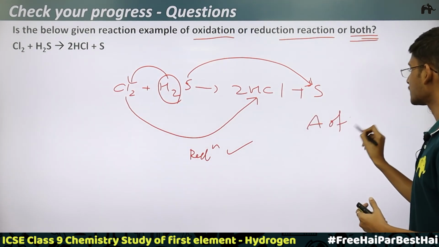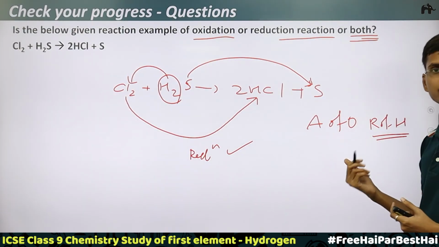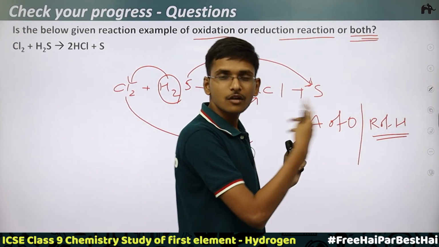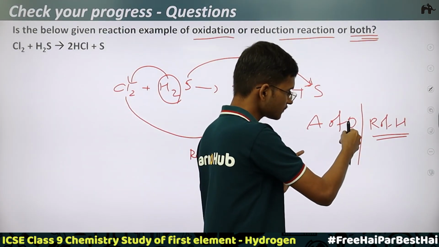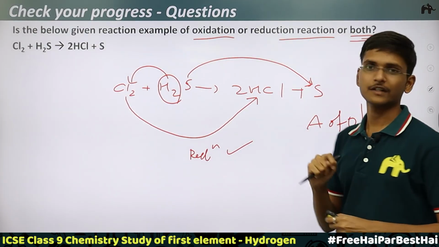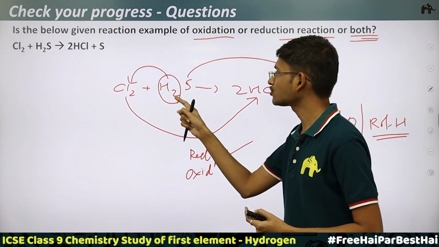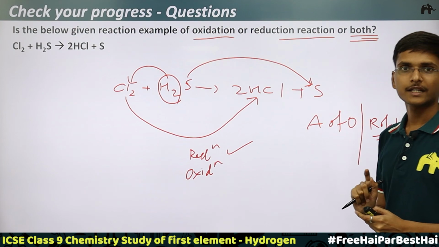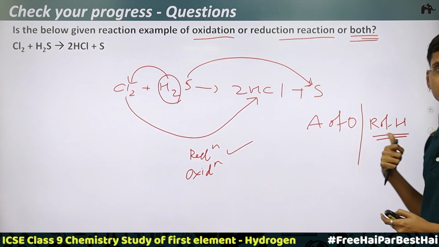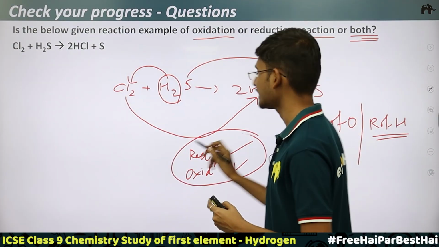I have told you, addition of oxygen is oxidation, and removal of oxygen is reduction. Likewise, here hydrogen is removed to form sulfur. So this is also an example of an oxidation reaction. Clear here? Removal of hydrogen, oxidation. So yes, it is an example of both reduction as well as oxidation reaction.